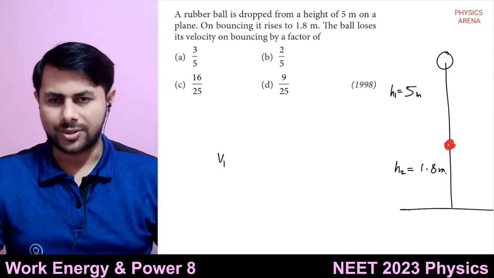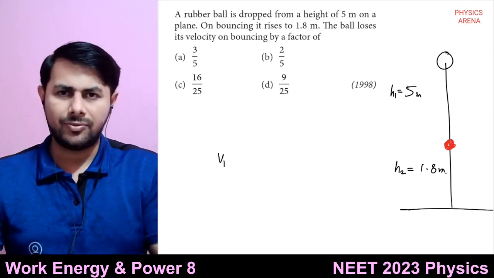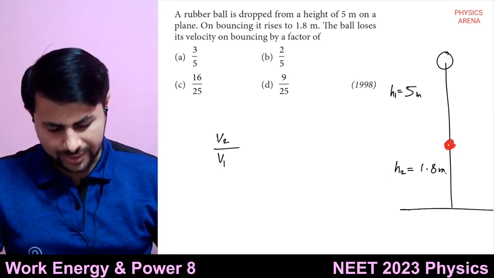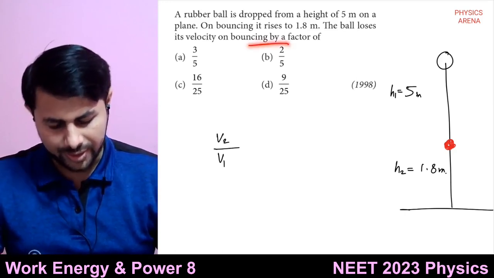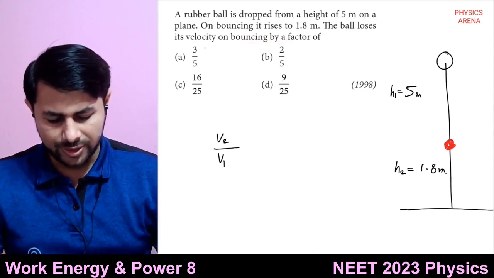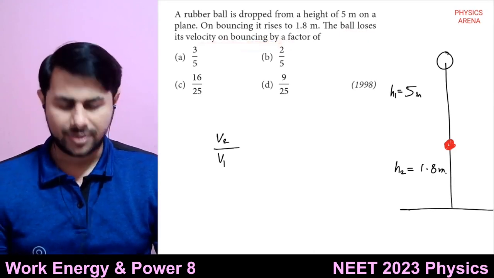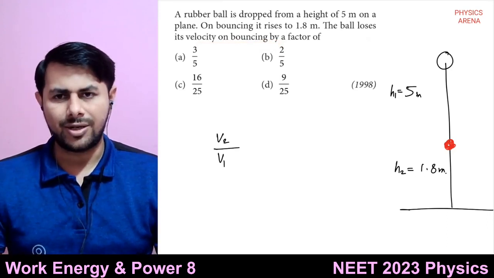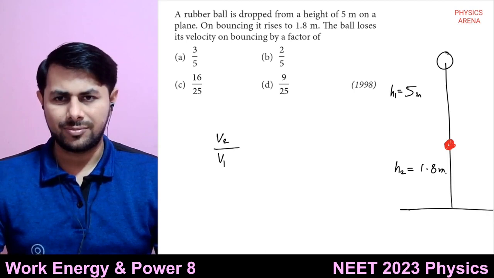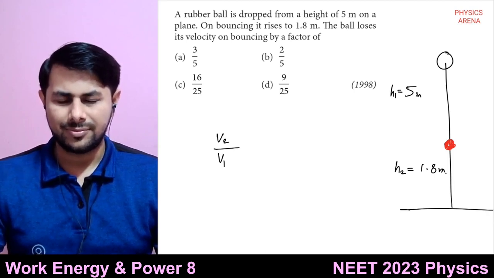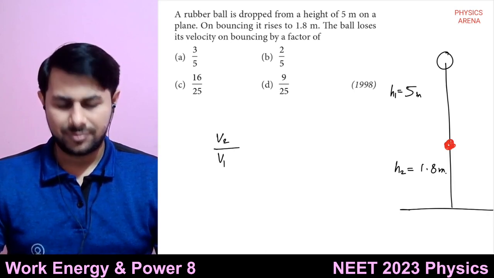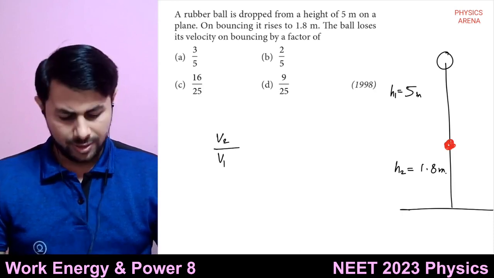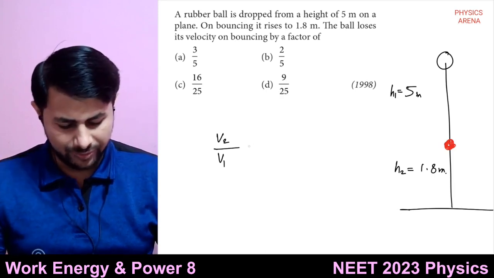That's the initial velocity. Okay, and the velocity with which it rebounds, suppose it's the final velocity. And you are asked what is the loss. Okay, the ball loses its velocity on bouncing by the factor of. This is the question. So it will be 1 minus v2 by v1, right? All right, so let's first find out v2 and v1.